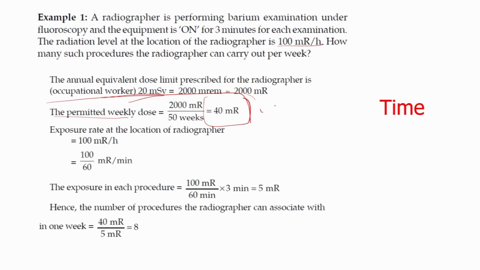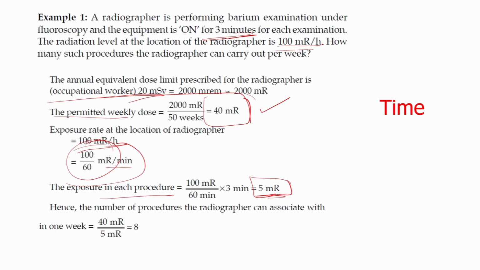This is what is given, and the exposure rate at the location of the radiographer is 100 mR per hour. We will convert it into minutes because the equipment on-time is in minutes. We convert this hour into minutes by dividing by 60, and the exposure for each examination is for 3 minutes, so we simply multiply by 3 minutes. We will get 5 mR. So for each examination, the radiographer is receiving 5 mR.